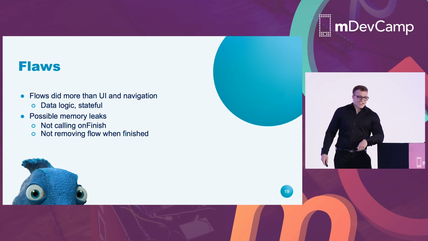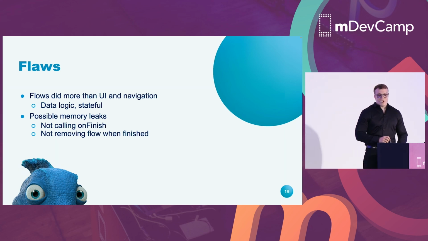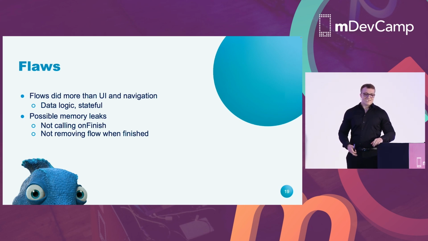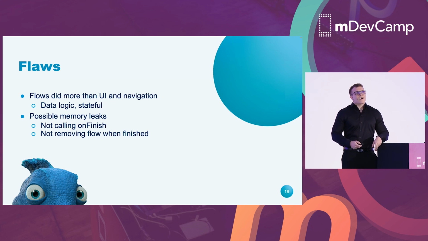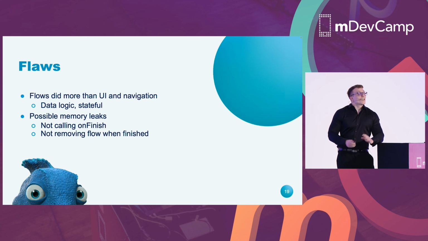it happened. And possible memory leaks, because if someone forgot to implement the on finish method and remove the flow, then you will have your flow in the memory. And at some time, I think we had like 20 leaked flows. So yeah, we also fixed that, don't worry. We are not wasting your battery life anymore.